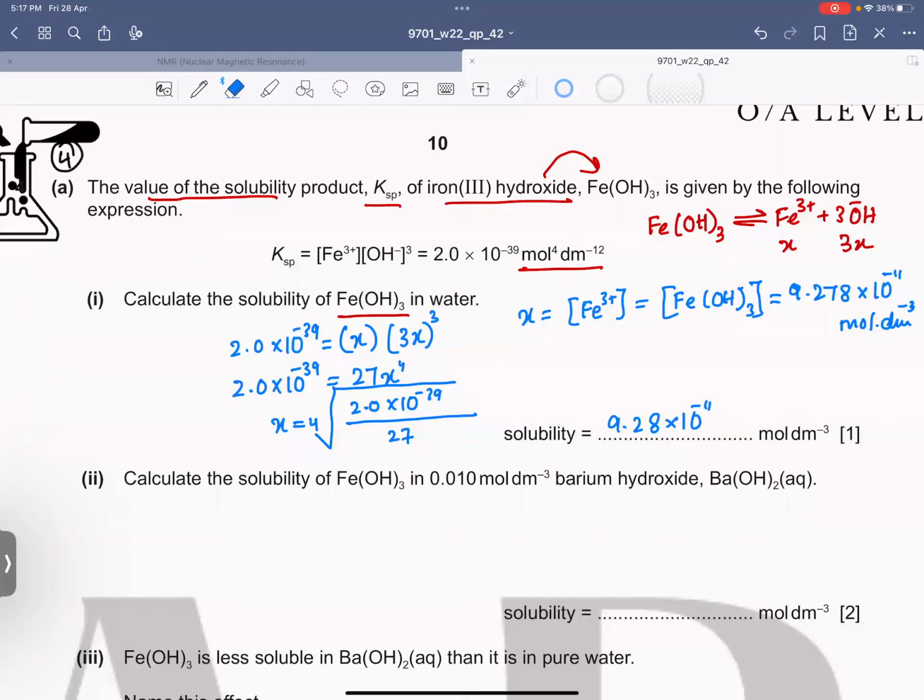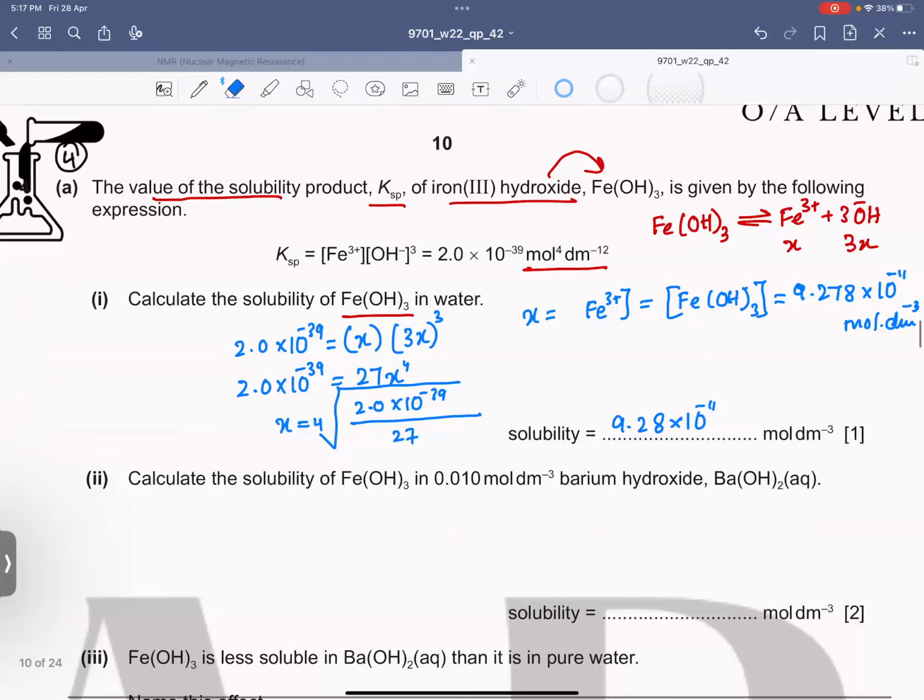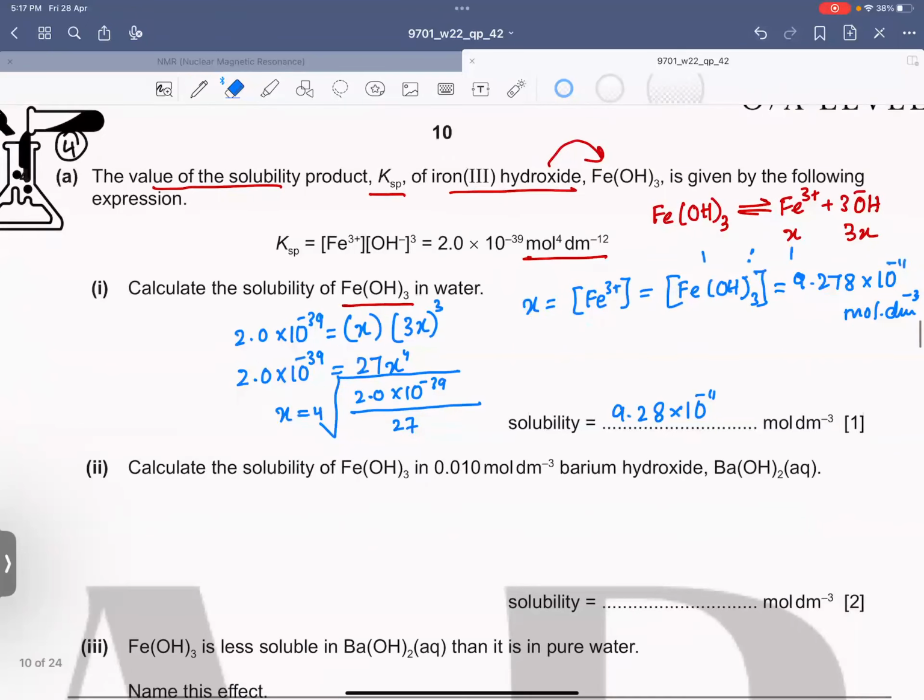Yes, is this clear? Yes, sir. Okay, let me recall, we equate these two with each other. Why? Because both have a ratio of 1:1. That's why we equate them. Okay, now next part.